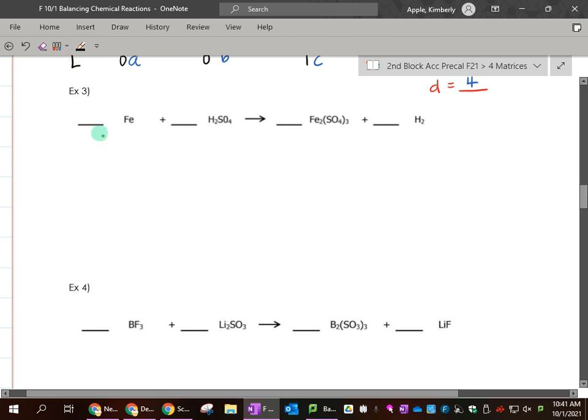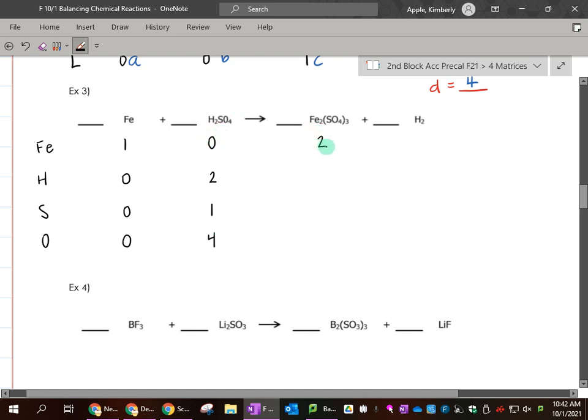All right, so again, the first thing you want to do is you want to examine and write down the list of the elements involved. So you've got iron and hydrogen and sulfur and oxygen. And then you want to go term by term and create your matrix for how much of each element is in each term. So this one just has an iron and nothing else. This one has 2 hydrogens, 1 sulfur, and 4 oxygens, and no irons. So we'll put a 0 there.